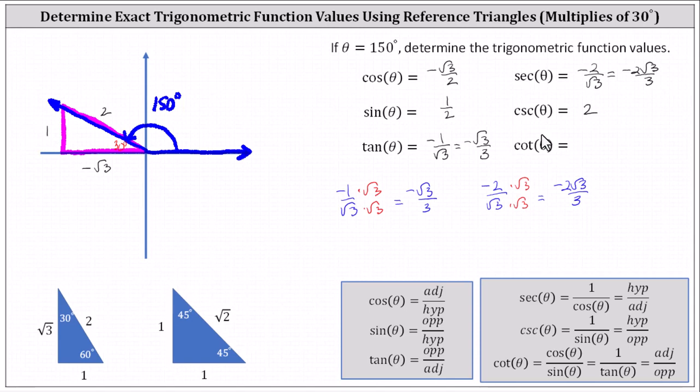And finally, the cotangent function value equals the reciprocal of the tangent function value. The reciprocal of negative 1 divided by square root 3 is square root 3 divided by negative 1, or negative square root 3. Or using the reference triangle, the cotangent function value equals the ratio of the adjacent side to the opposite side, which is negative square root 3 divided by 1, or negative square root 3.